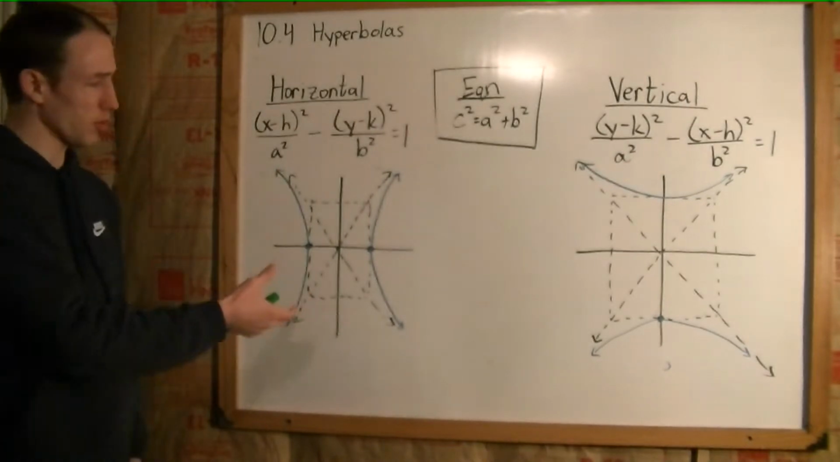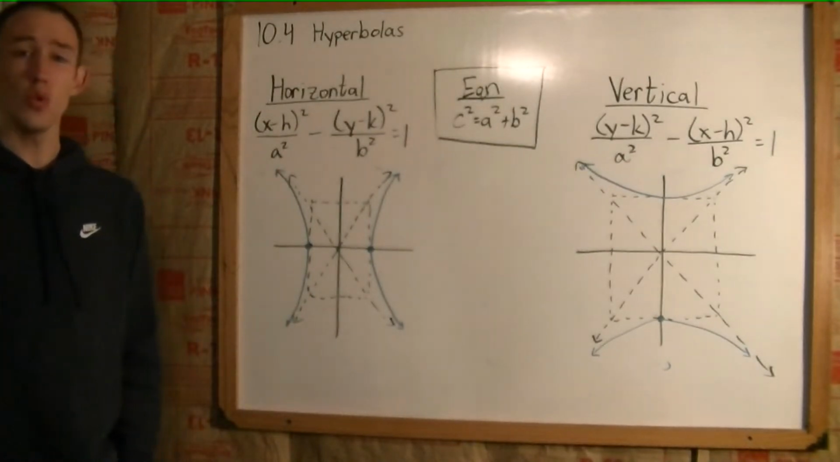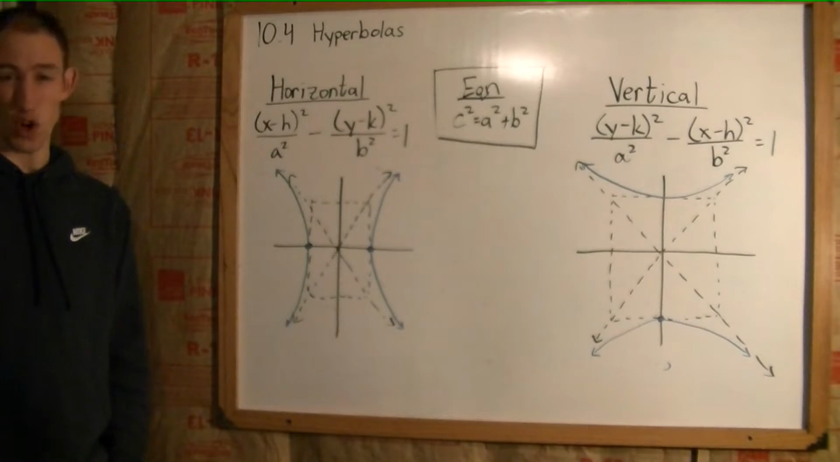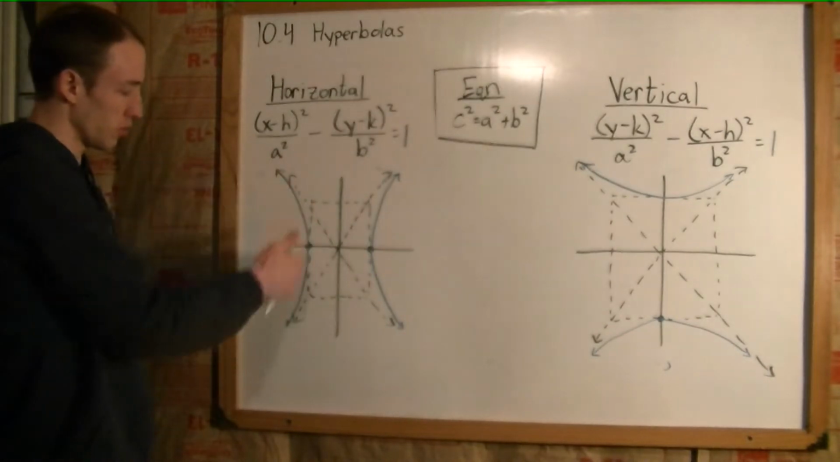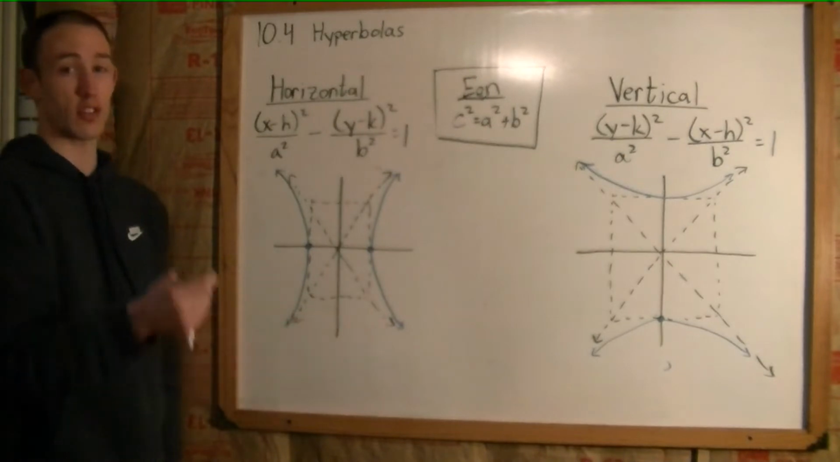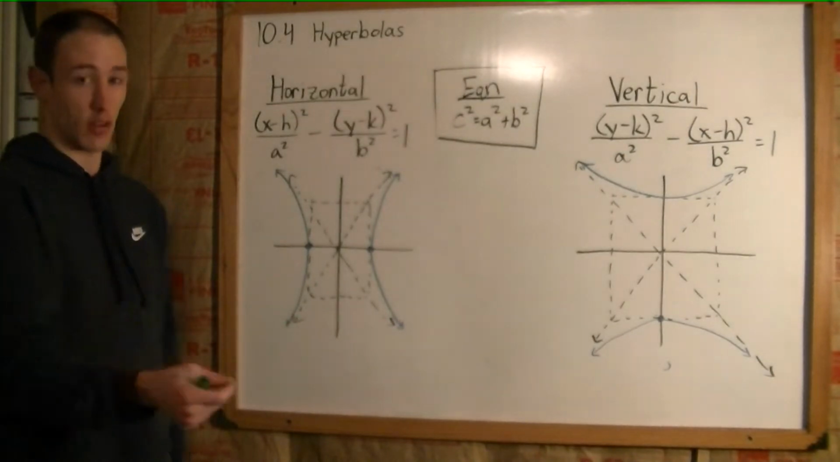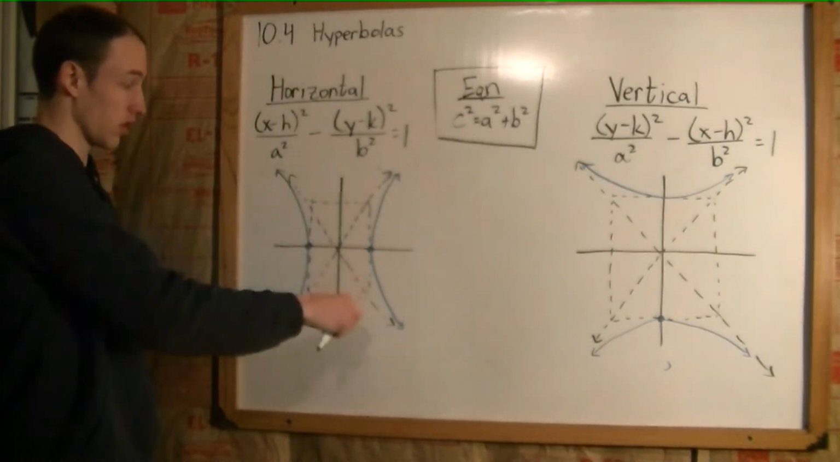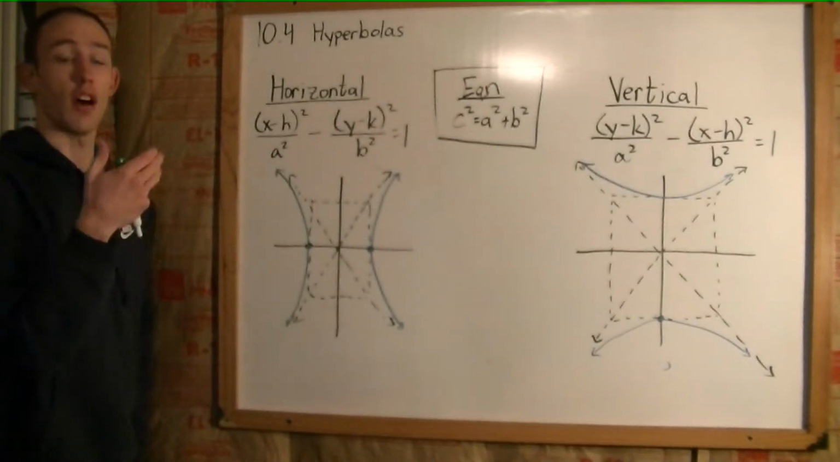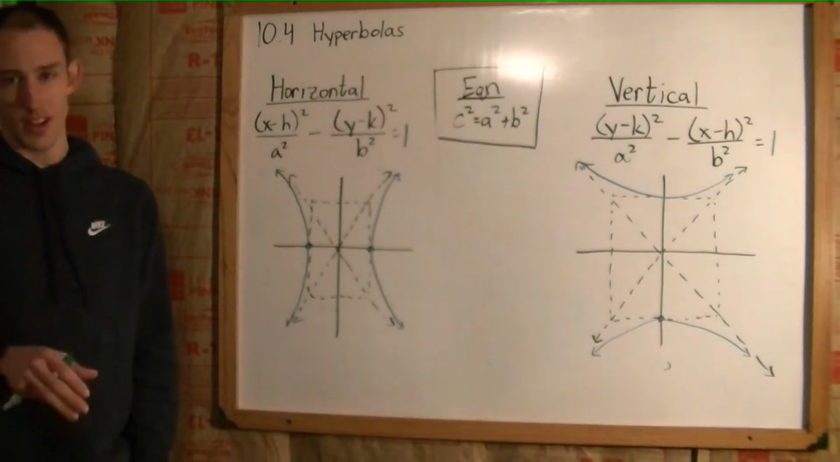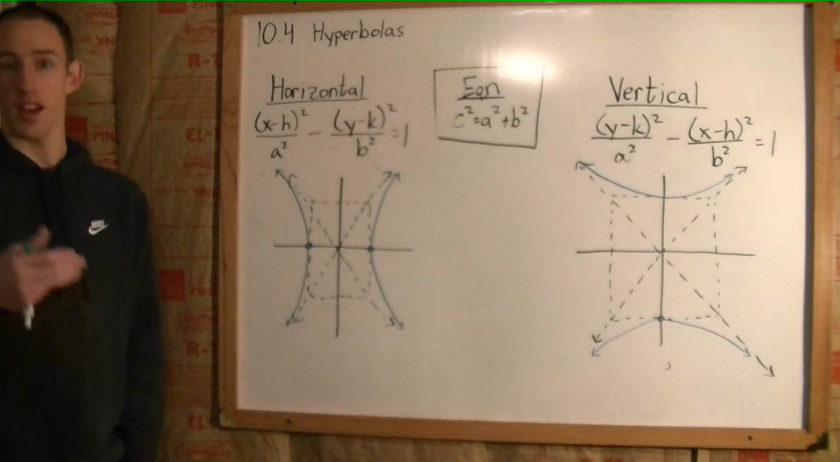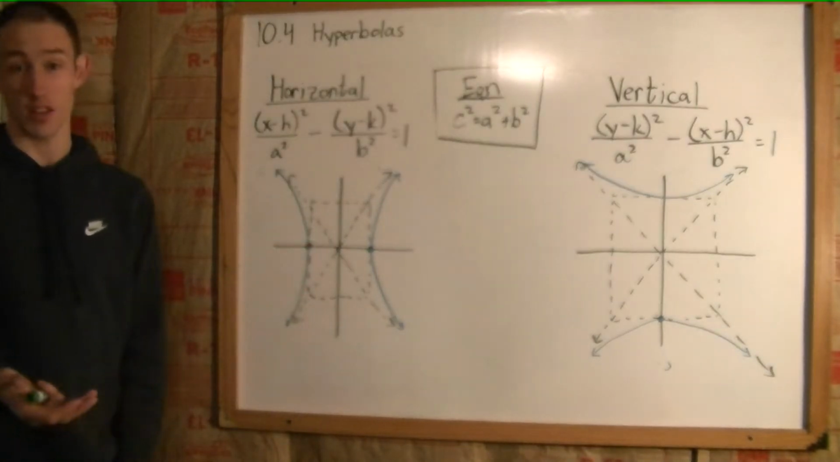So the hyperbola is composed of two different curves known as branches. And I hope you can see this on my board here, but the blue curves here are actually the hyperbola itself. It's composed of those two different branches. All this dashed line stuff, you need that in order to construct your hyperbola. And we'll talk about in the next section how to find those different dashed lines that we have.